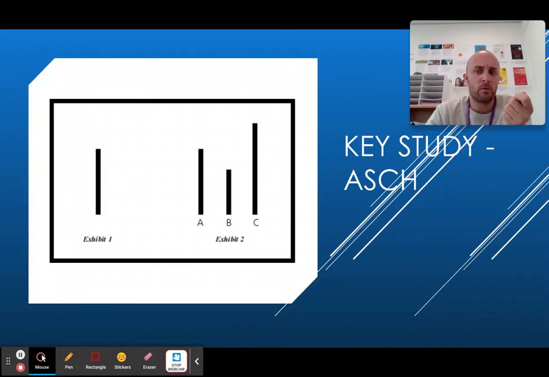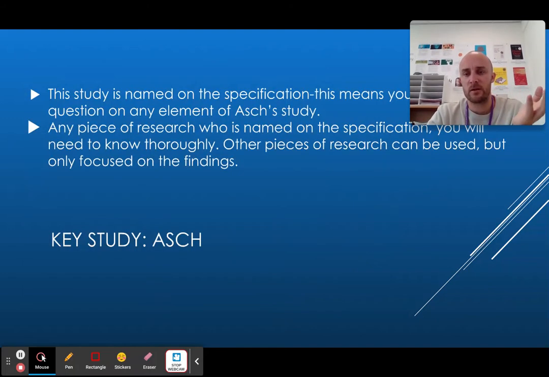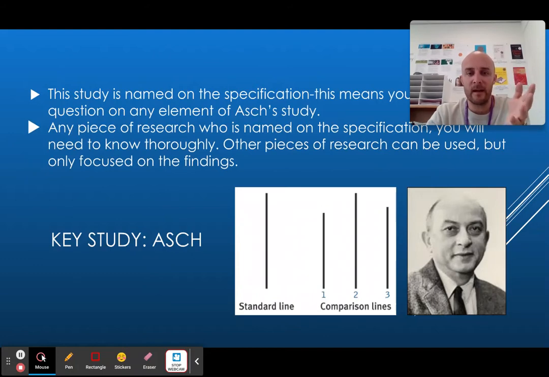Now, I do want to go into Asch. I'm not going to spend too long on this because it is relatively straightforward. Asch is named in the specification that I gave you at the start of the year. You need to know his research from front to back, because you could and probably will get asked a question specifically on Asch: the aim, the procedure, the findings, the method, the conclusions, the results. So Solomon Asch is named on the spec.